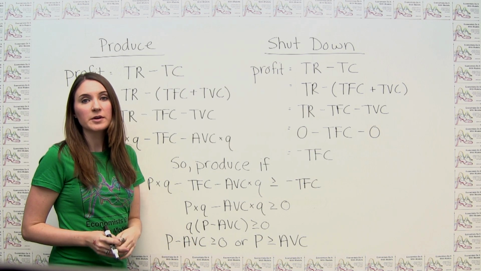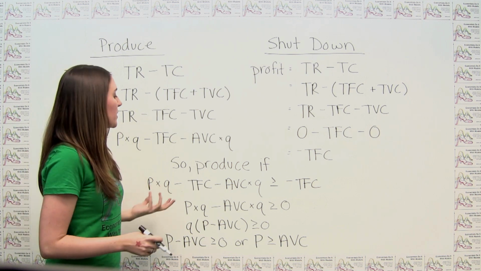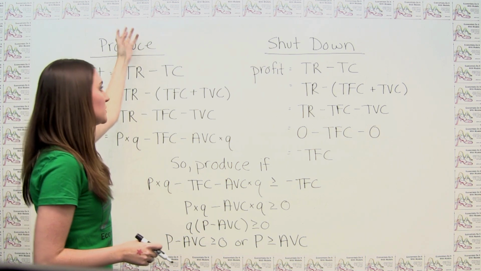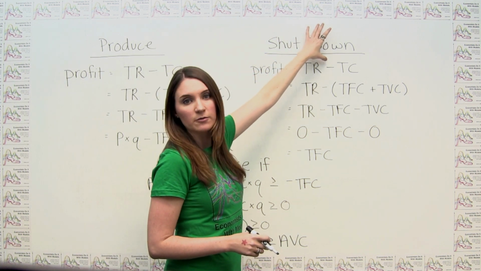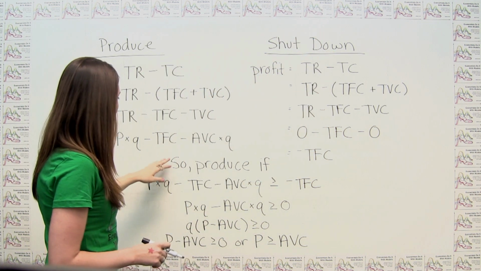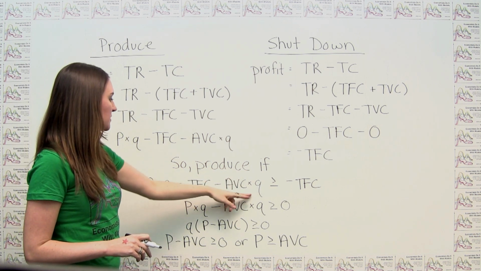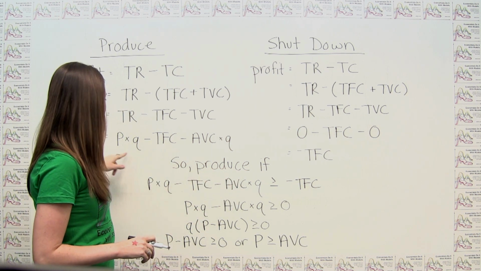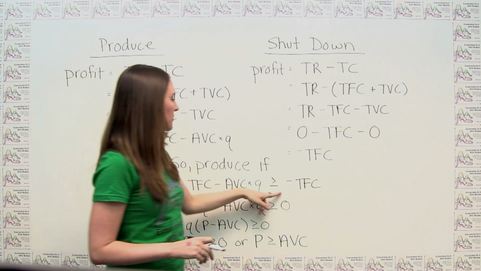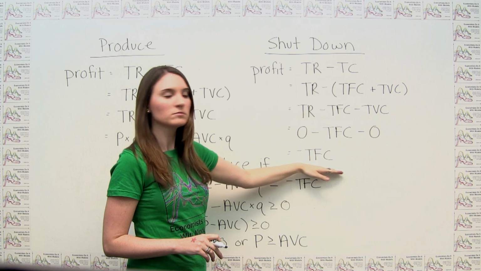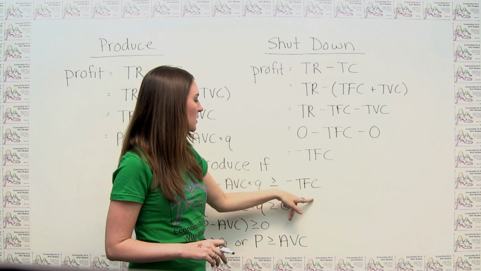In order to decide whether or not we want to produce, what we ultimately want to do is compare our profits if we do produce to our profits if we don't produce. So here we can say we want to produce if our profits from producing, which is just what I have here, is greater than or equal to the profits from not producing, which is just what I have here.